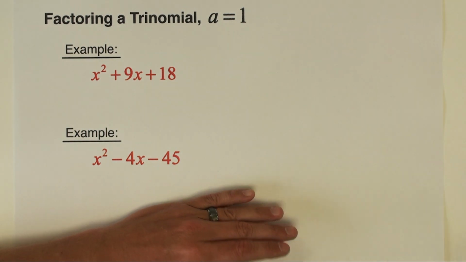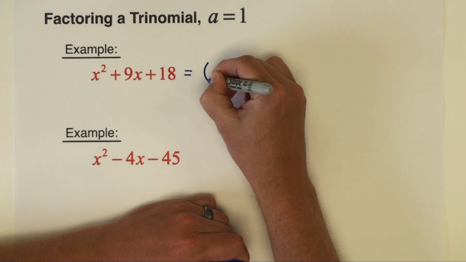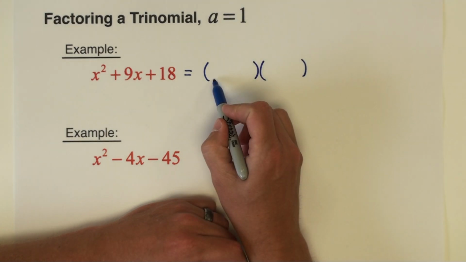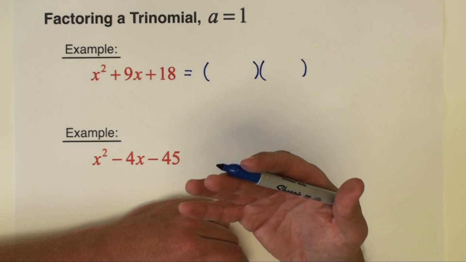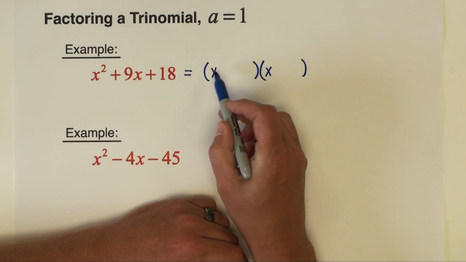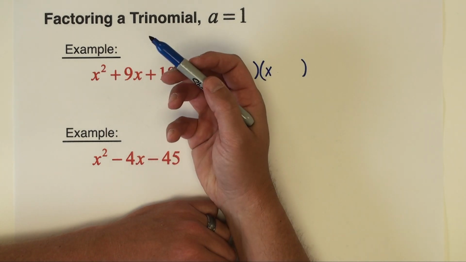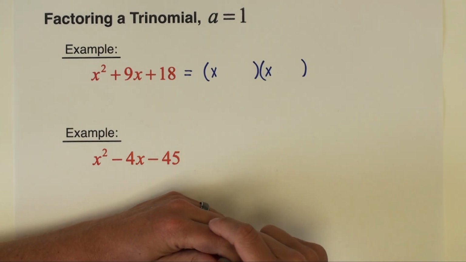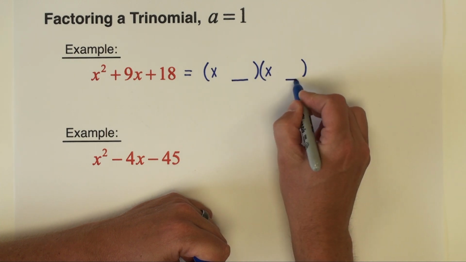trinomials. Now when we factor these trinomials, you're going to factor them into a product of binomials. So I want to set up two binomials. The first term of these binomials is going to be x and x. Okay, because we need two terms here that multiply to the x squared. So it's always going to be x times x right there. That's not the hard part. The difficulty of this process is what do we put in the other spots?